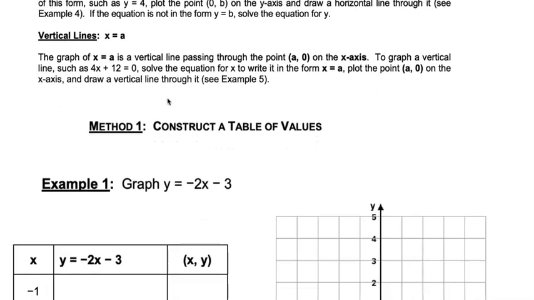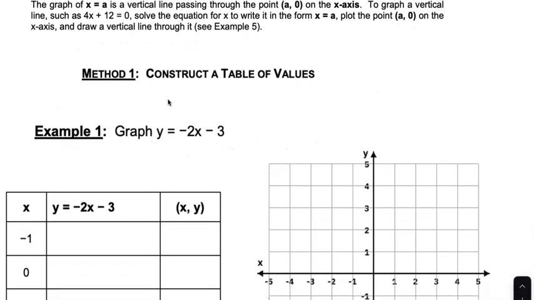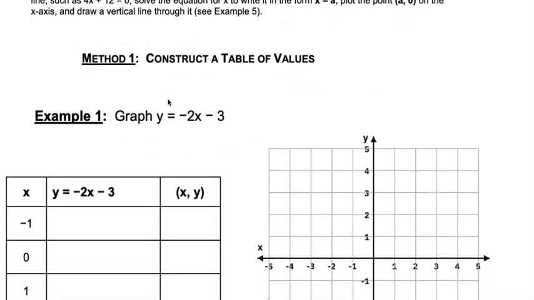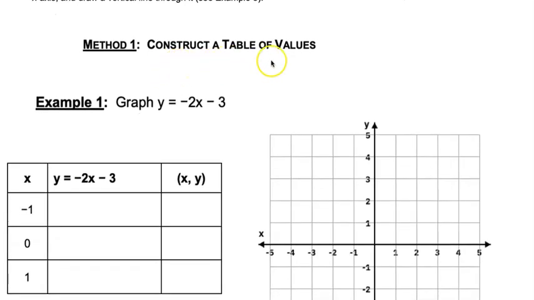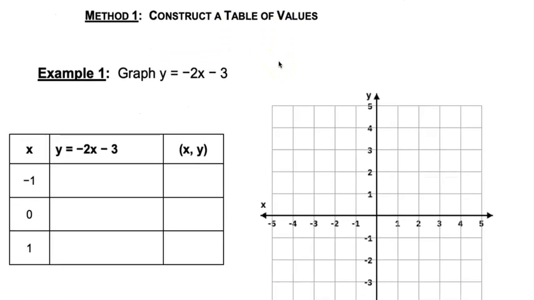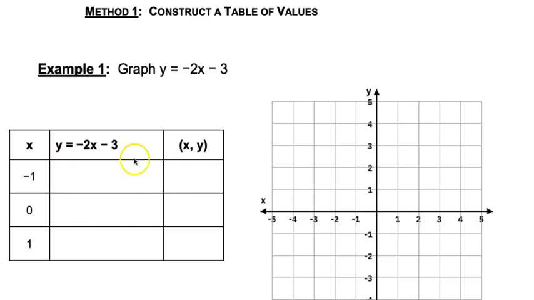First, let's talk about method 1 of graphing an equation, a linear equation, or actually any equation. And that's you construct a table of values. We're going to do an example here. I have a little table. Here's my equation, y equals negative 2x minus 3. Then we're going to plug in any 3 points. I'll start off with negative 1, 0, 1.